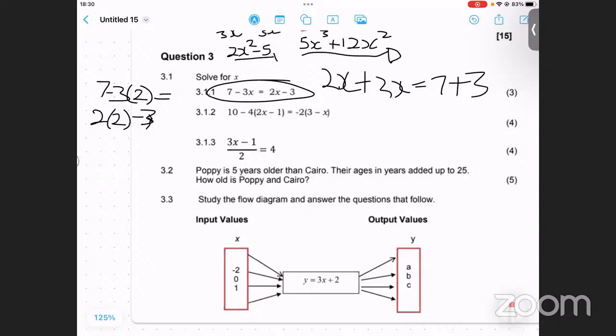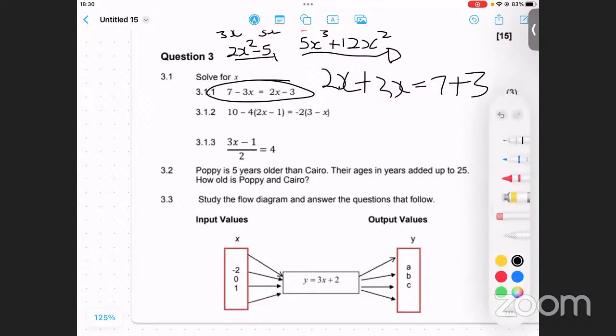What is minus 2 multiplied by minus x? Minus 2 multiplied by minus x is going to give us 2x. Okay, so why are we having minus 6 minus 2x, if minus 2 multiplied by minus x is positive 2x? Well, I don't understand you. Okay, continue.